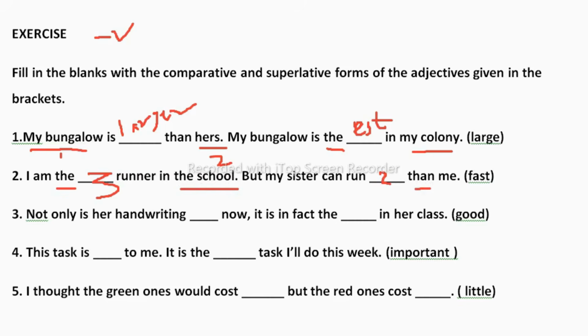Next one: not only is her handwriting dash. So here we are talking about her handwriting now and earlier, sometime before. So we are talking about now and then, so we have to use the comparative degree here, second degree. And here "in her class" and "the" is there, so that's why we are using the third degree here. Superlative degree: good, better, and best.